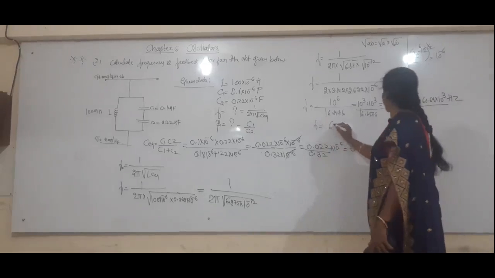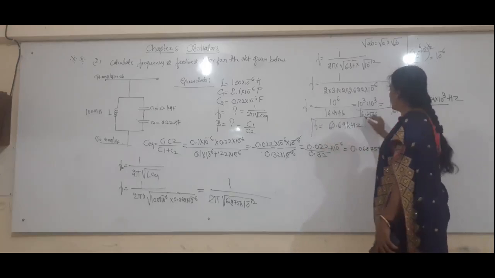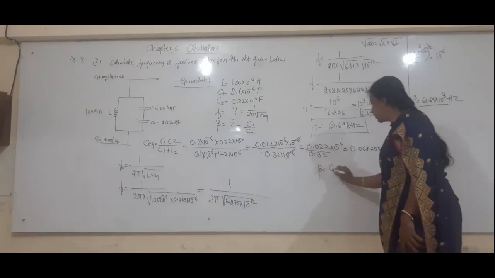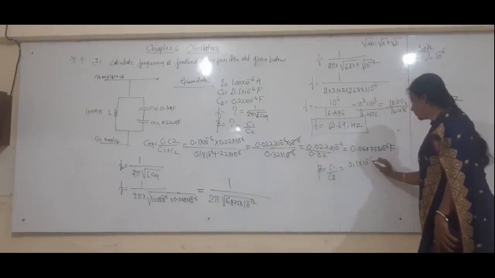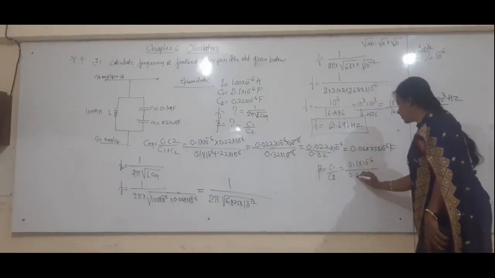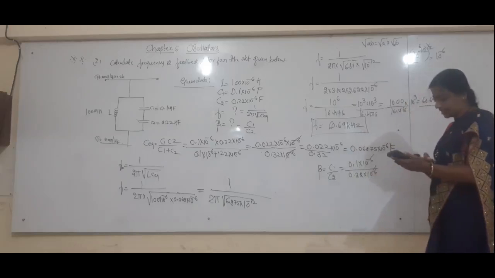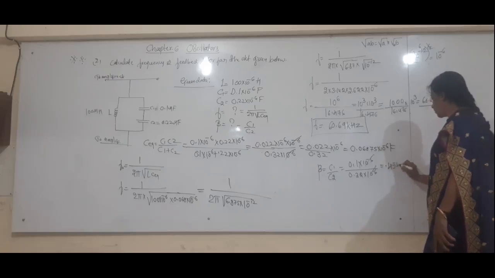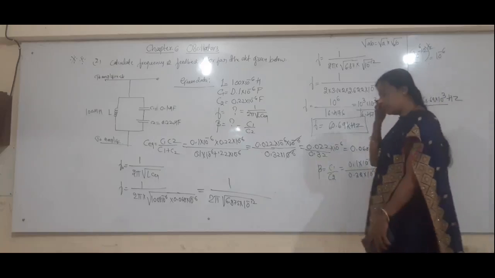F we get is 60.69 kilohertz. So one we have calculated. So next we have to find the beta factor. Beta is equal to C1 divided by C2. C1 is 0.1 into 10 raised to minus 6. C2 is 0.22 into 10 raised to minus 6. 10 raised to minus 6 cancel here. 0.1 divided by 0.22 is 0.4545. It is unitless. Don't write any unit for this. So it is unitless. Beta is 0.4545.